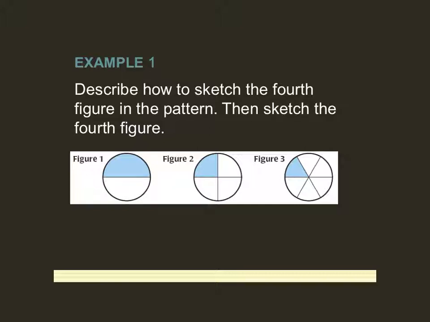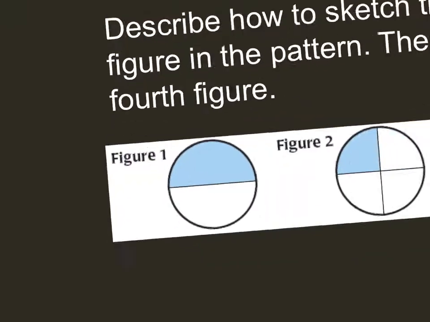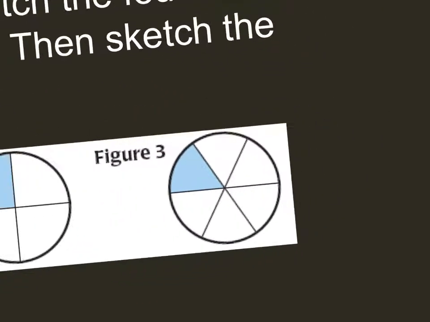Yes, sir? It goes like 2, 4, 6, and then the next one is 8, like halves. Okay, so he's saying it goes 2, 4, and then 6. So we expect that the next one would be 8. There are 2 parts in here, there are 4 parts, then there are 6 parts.